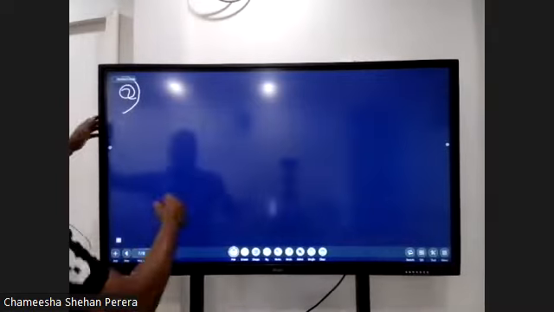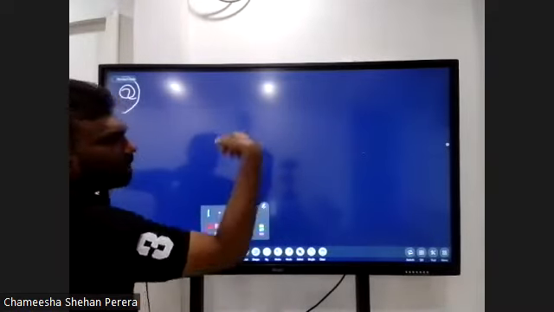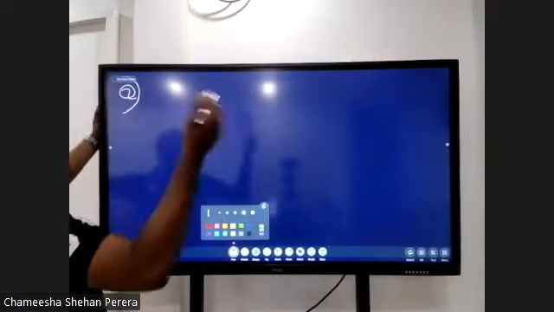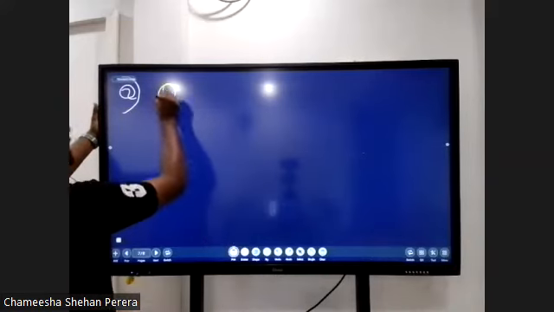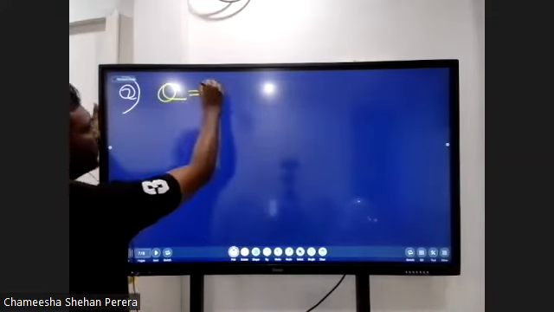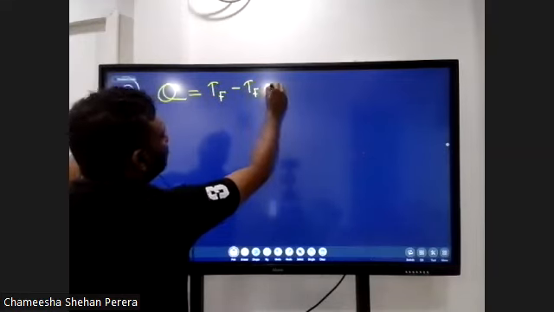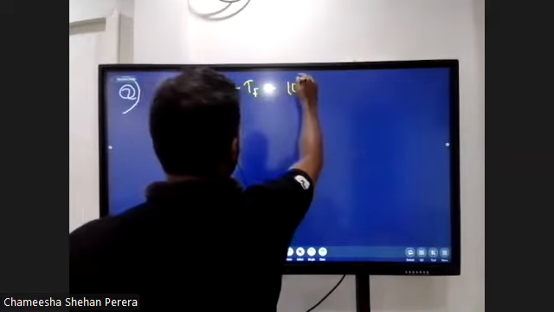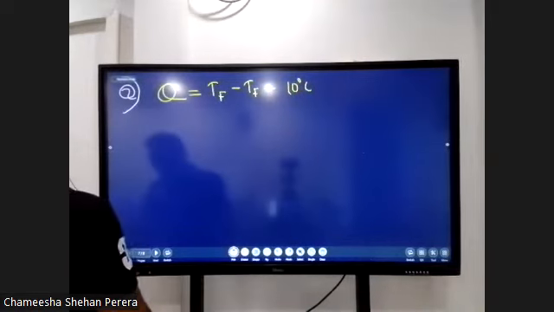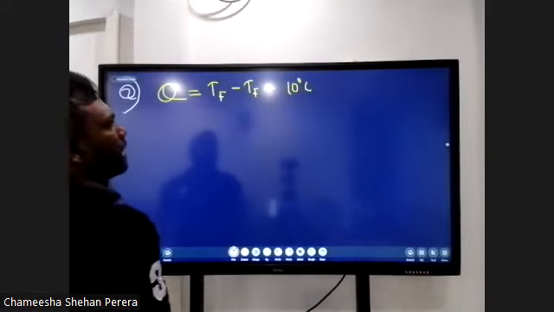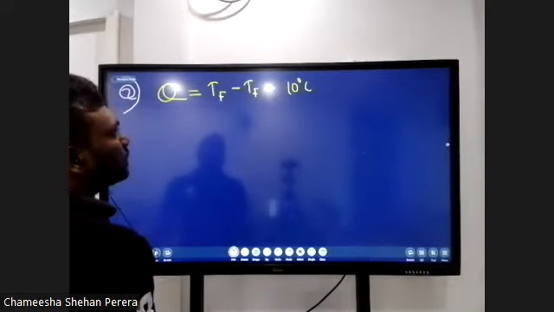So then I'm giving you theta, the temperature change in the above reaction. I'm not letting you calculate it all, I'm giving you the theta. Theta is temperature difference, that means temperature final minus temperature initial, where the value I'm giving you is 10 degrees Celsius.